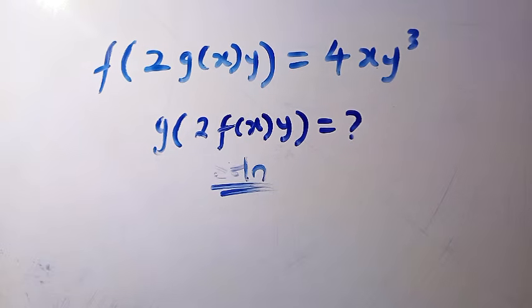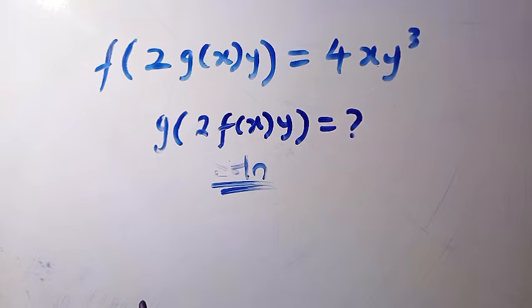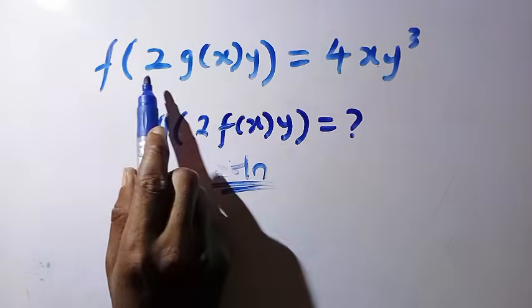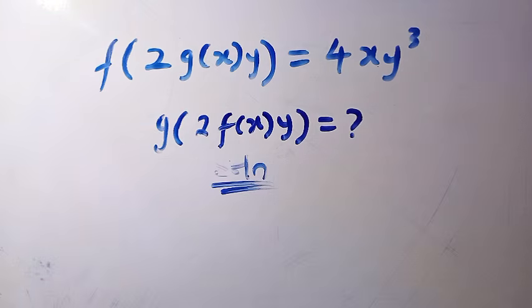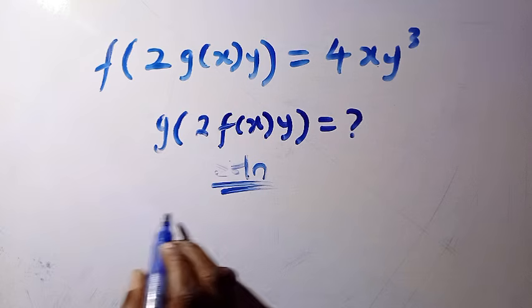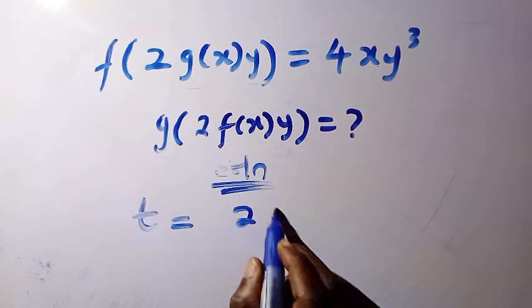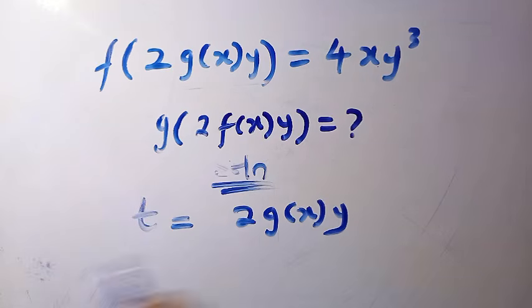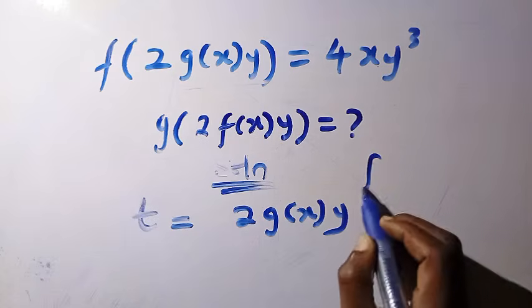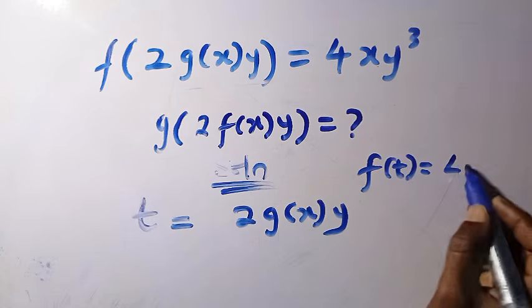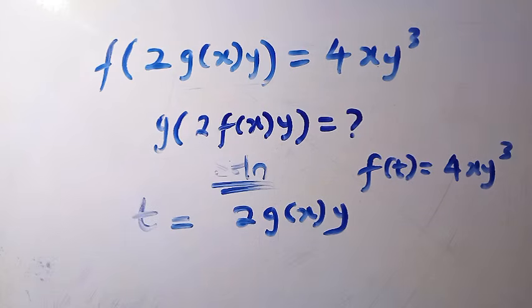The first thing we are going to do is try to look for the general form of f of x, but we cannot achieve that by only letting 2g(xy) equal another variable. That's how we have to understand the structure. Suppose I let the whole of this be t equals 2g(xy). Therefore, we are going to have f of t equals 4xy cubed.